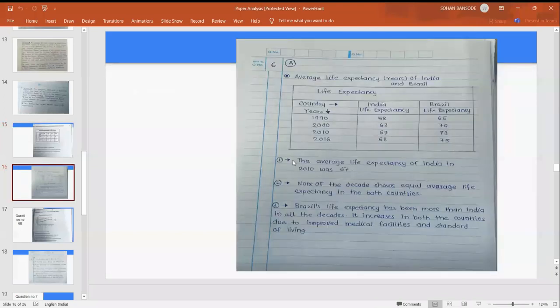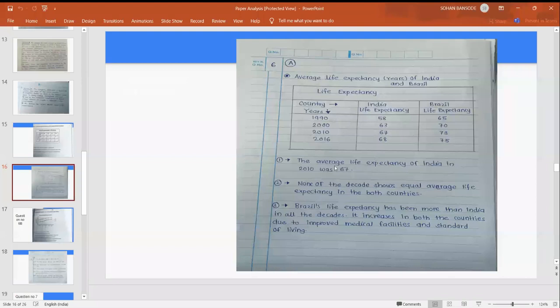Yes, see here. This is the way I have written the answer. See here, first the question number. I have just marked the question, that is 6, and then A. Okay, the average life expectancy in years of India and Brazil. That title would be the same. I have written the title for my table. Then the country and the years, I have given in column format. Okay, what they have asked us is to create columns. So I have made 3 columns over there, and then the answers to the questions.